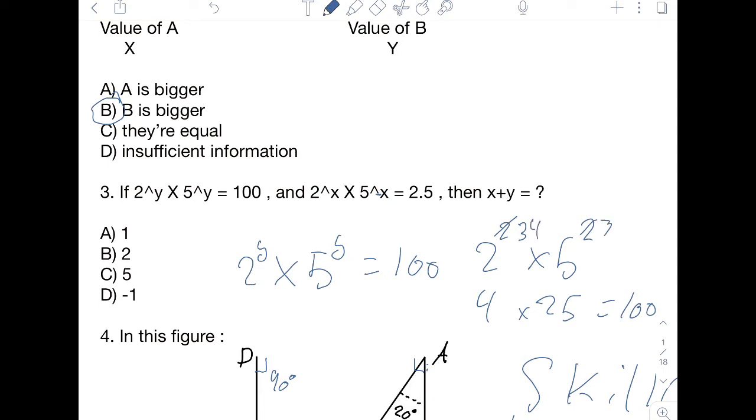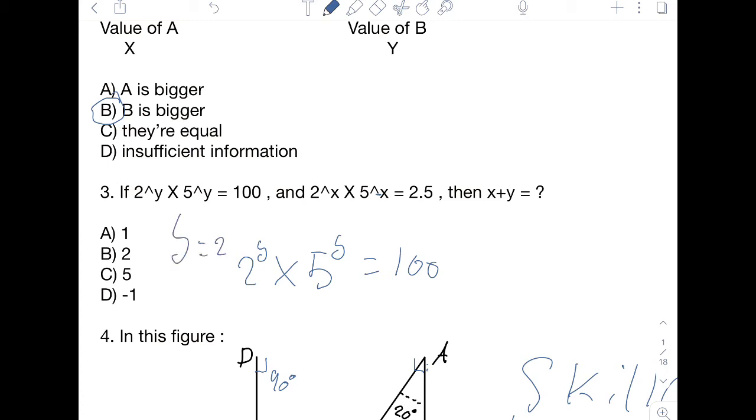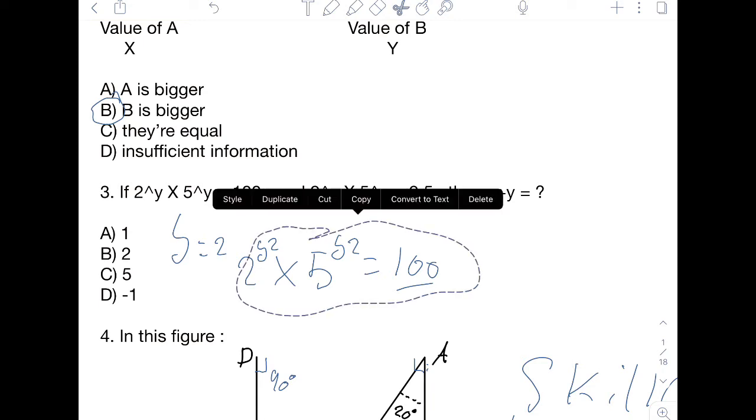We can try up to like 4, right? These are the common ones, and after that it becomes difficult. And if it doesn't work, then we're going to have to do another thing to find what the exponent is. But since it worked, 2 to the power of 2 and 5 to the power of 2 gives us 100, then we know that y is equal to 2 now. Because 2 to the power of 2 multiplied by 5 to the power of 2 is equal to 100. Right, so we can take this out of the way now.